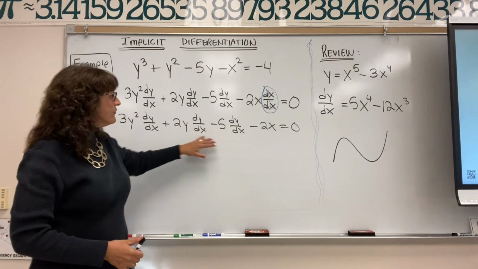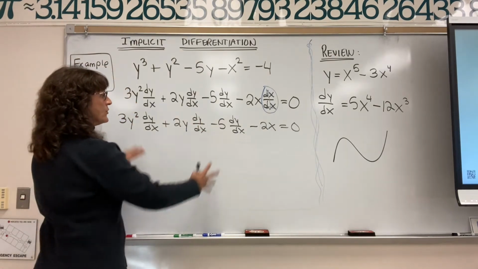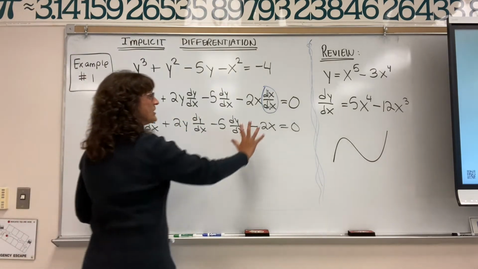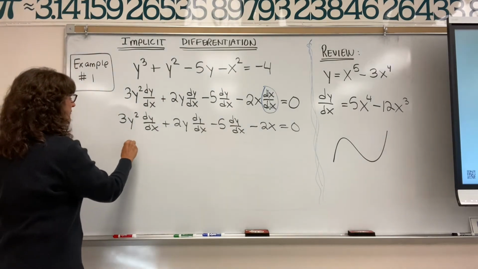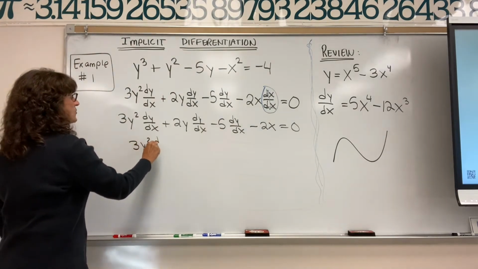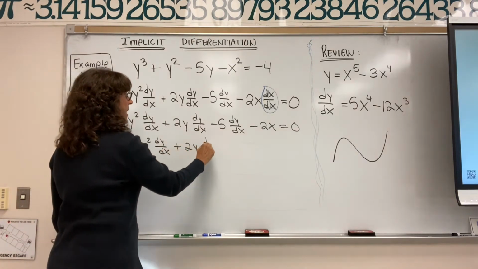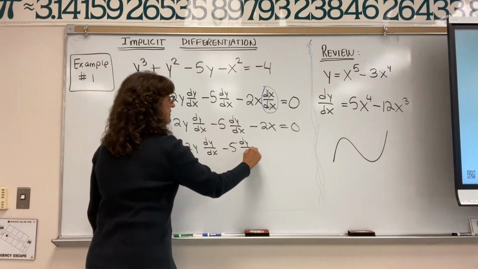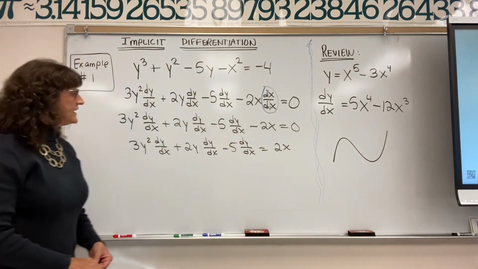We want to solve for dy/dx, so what we need to do next, algebraic thinking here, we're going to take the dy/dx terms and move them to the left side of the equation. Let's take the non-dy/dx term, move it to the right side. So you have 3y squared dy over dx plus 2y dy/dx, minus 5 dy/dx, and then move the 2x to the other side. Okay, so we're here, all right?